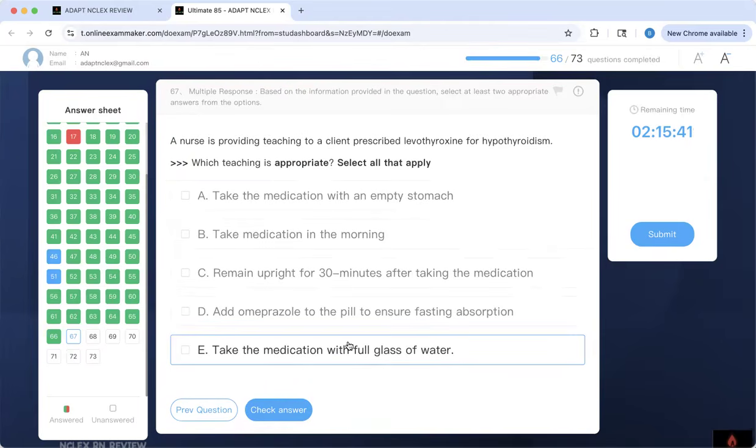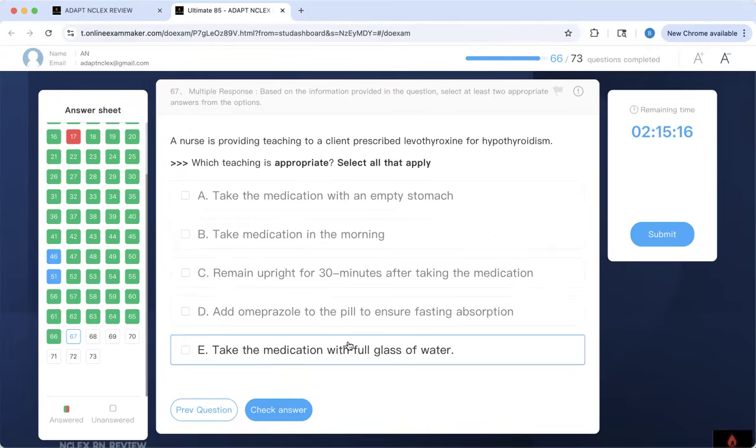And this is providing teaching to a client prescribed levothyroxine for hypothyroidism. Which teaching is appropriate? Select or apply. Hypothyroidism, how do you take it? What teaching should you provide? Take the medication on an empty stomach. Take the medication in the morning. Remain upright 30 minutes after taking the medication. Add omeprazole to the pill to ensure fasting absorption. Take the medication with a full glass of water.